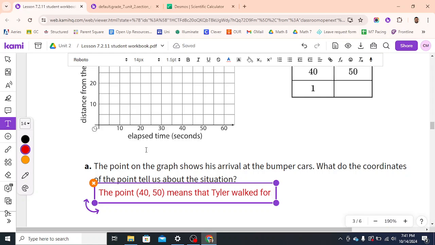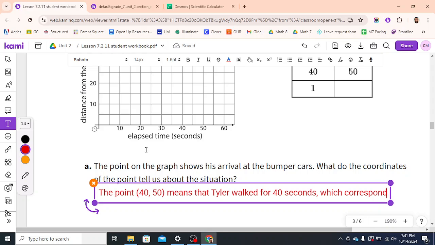walked for 40 seconds, which equals, I don't know if equals is the right word, which corresponds to 50 meters. Because again, the 40 means the 40 seconds, the 50 means the 50 meters. So while he was walking, our time is 40 seconds, our distance is 50 meters.